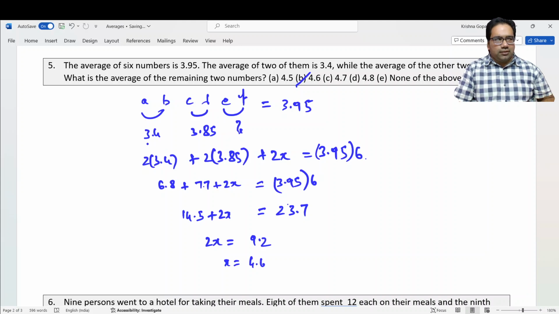These two together give 3.4, these two together 3.85. Obviously, the remaining two together should be greater than 3.95. Why? Because both of the other pairs are less than 3.95. So at least for these two, the average should be greater than 3.95 to make the overall average 3.95. Okay, so this is also an easy problem.